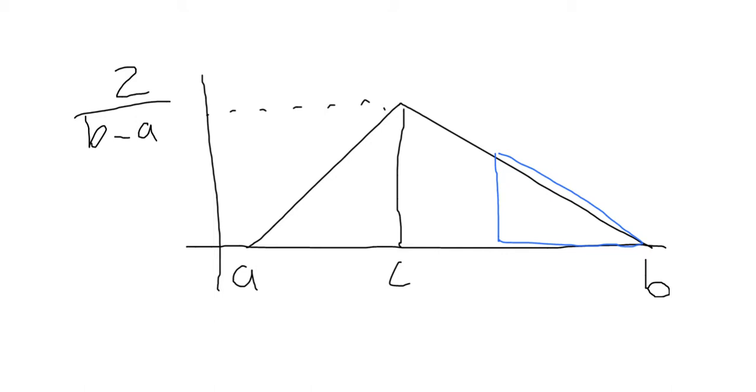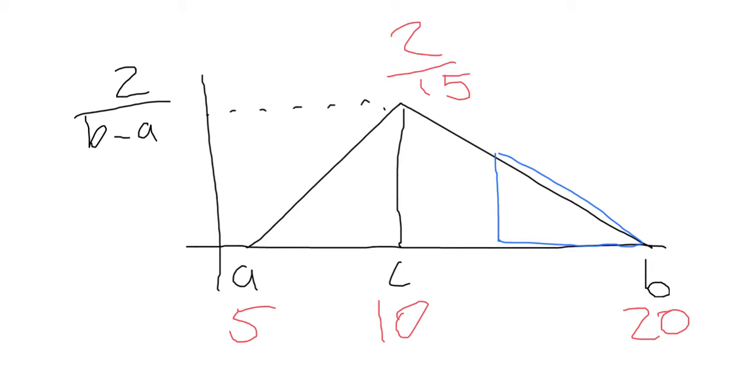Let's look at an example. We're going to use some nice numbers. For A we're going to do 5, for C we're going to use 10, and for B we're going to use 20. So that gives us some fairly nice numbers. That means our overall height is 2 over 15. And we want to find here the probability that x is greater than 15.